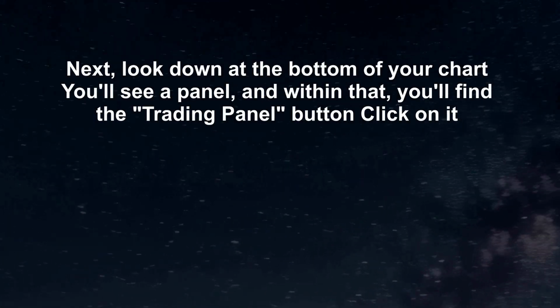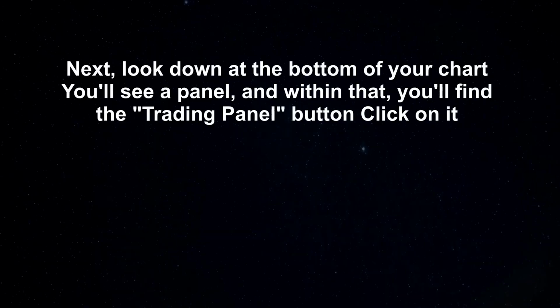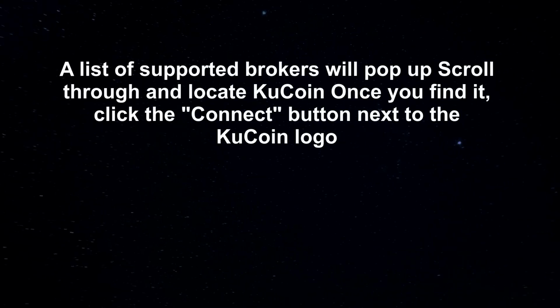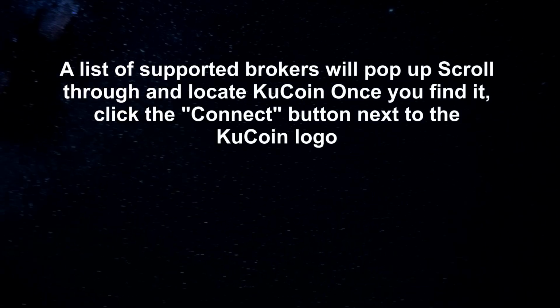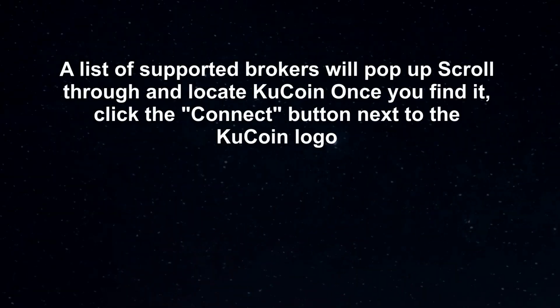Next, look down at the bottom of your chart. You'll see a panel, and within that, you'll find the Trading Panel button. Click on it. A list of supported brokers will pop up. Scroll through and locate KuCoin. Once you find it, click the Connect button next to the KuCoin logo.